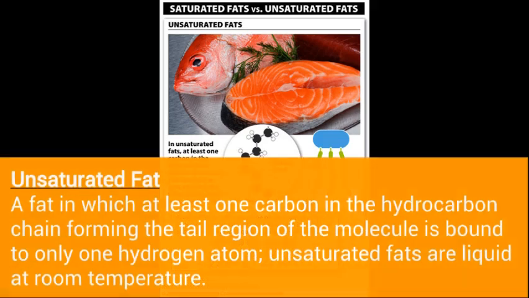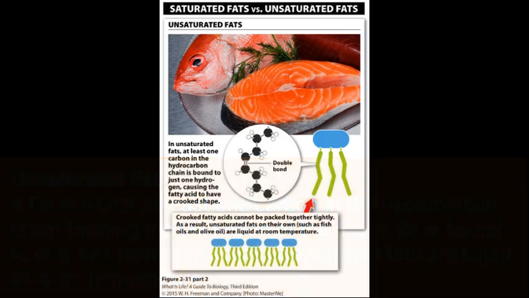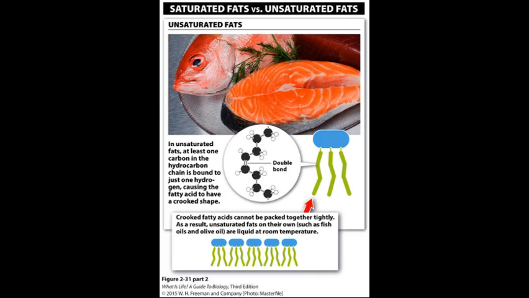All right, so an unsaturated fat is one where some of the carbon atoms are bound to only a single hydrogen, but they're connected to each other, the carbon atoms, by a double bond. Most of the fats that are in plants are unsaturated. So unsaturated fats can come in 2 versions. One is the monounsaturated, and the other one is the polyunsaturated.